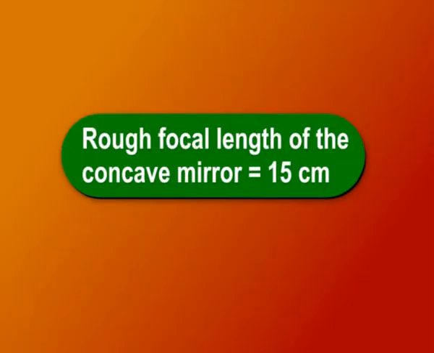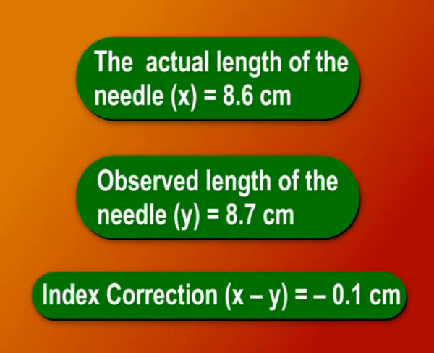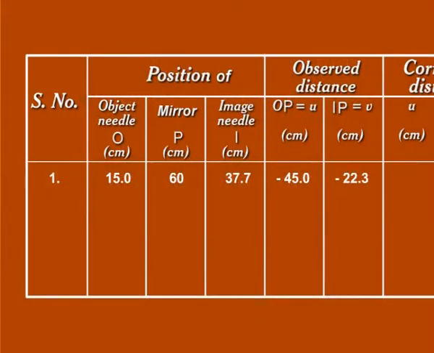Rough focal length of the concave mirror in centimeter. The actual length of the needle X is 8.6 centimeter. On the other hand, the observed length of the needle Y is 8.7 centimeter. Therefore, the index correction X minus Y is equal to minus 0.1 centimeter. This is how you are expected to present the observation table.